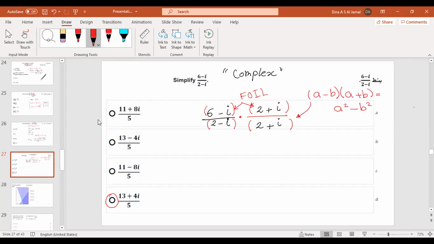Good. So now if I use the FOIL method for the upper part, I will have 12 plus 6i minus 2i minus i squared, over, now let's have it 4, because 2 squared minus i squared. Now let's simplify.